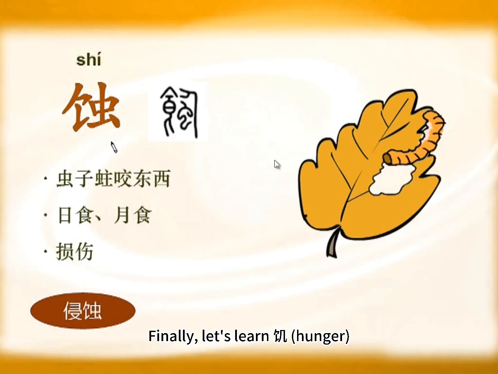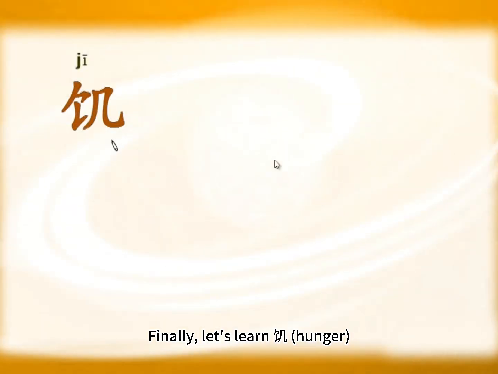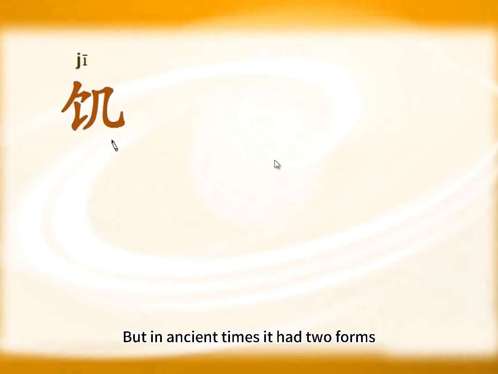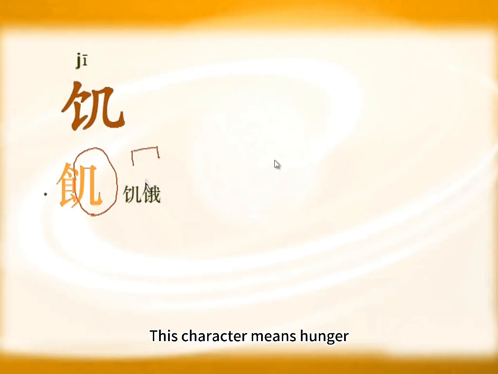Finally, let's learn 饥, hunger. 饥 today has only one form. But in ancient times it had two forms. The first was written like this, with the component 几. 几 means a small table. There's a term 窗明几净. That's this 几, depicting a small table. This character means hunger.